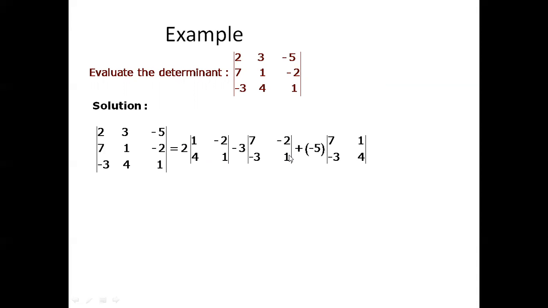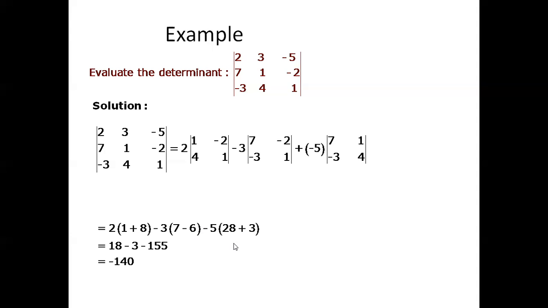The determinant of this 3 cross 3 matrix. Then solve the determinant of this. 1 into 1, 1. 4 into minus 2, minus 8. And the determinant has a minus sign. So minus minus becomes plus. So 2 into 1 plus 8. Minus 3 as it is. 7 into 1, 7. Minus 3 into minus 2, plus 6. And the determinant's minus sign is nothing but plus minus minus. So minus 6. Minus 5 as it is.